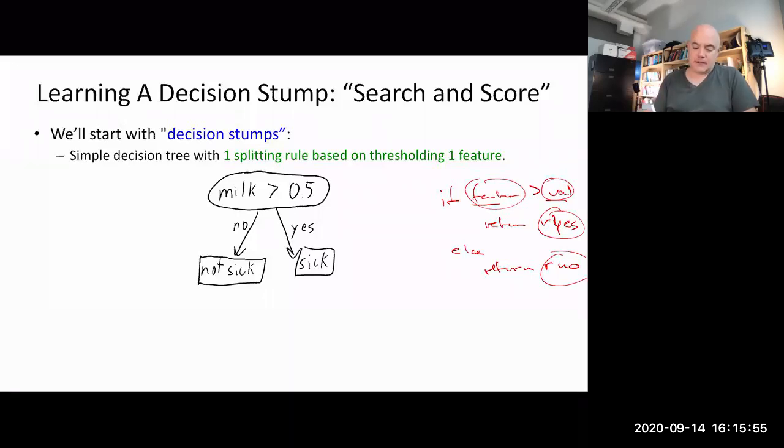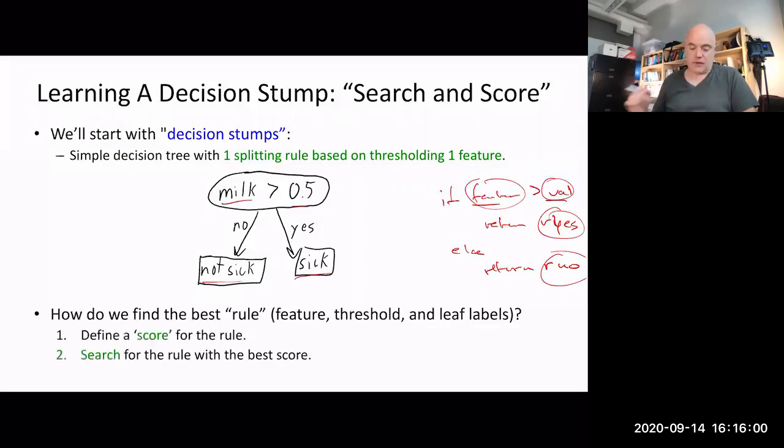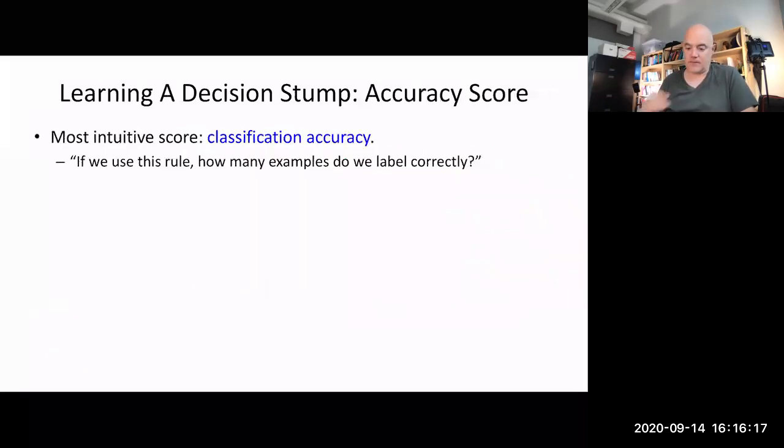And in this tree, you can see there's this, and this. Okay, awesome. So how do we find the best rule, i.e. the feature, threshold, and leaf labels that work for us? So the first thing we have to do is define some sort of a score. If we're going to find the best one, we have to say how we measure what's best. And then we have to come up with some sort of an algorithm for searching for the rule with best score. So let's start with a score, okay?